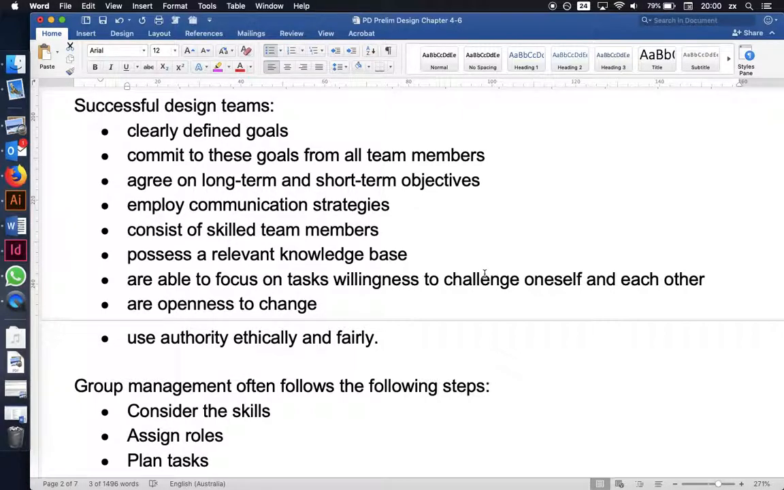We need to employ communication strategies. A lot of the time we have meetings, and when we have meetings, we have a format that allows the meeting to operate smoothly, so that we don't end up spending a lot of wasted time, and so that we can get to conclusions quickly. Everyone feels they have an opportunity to speak.